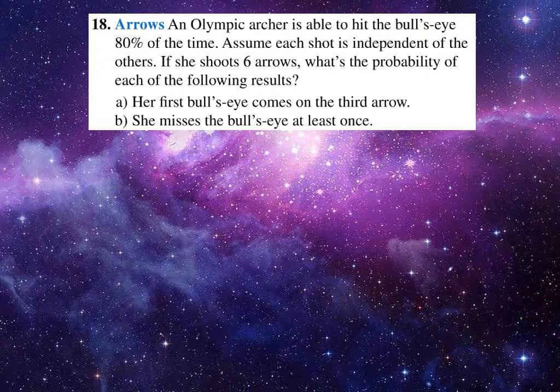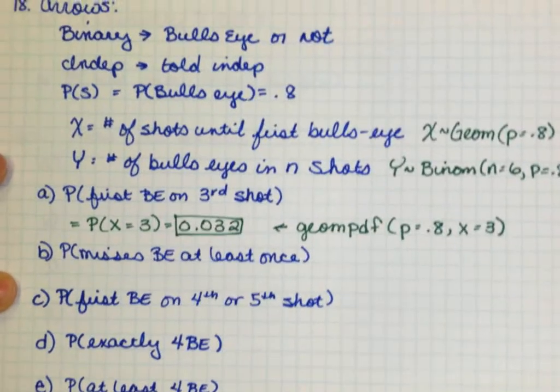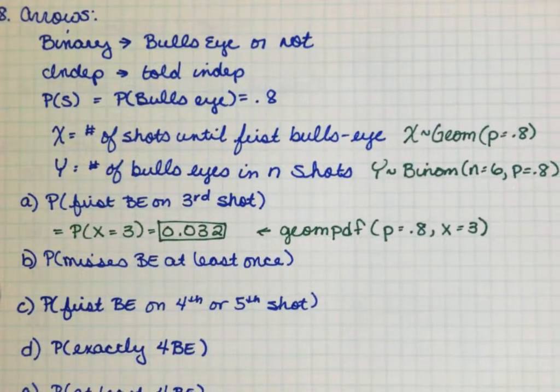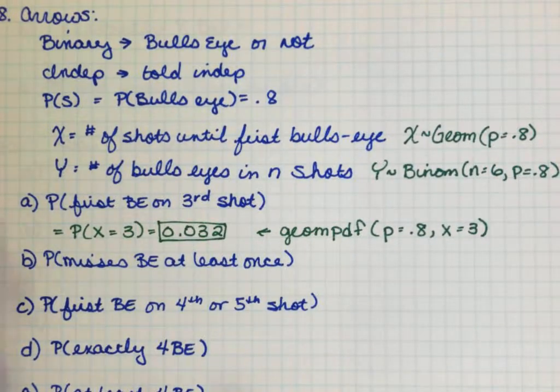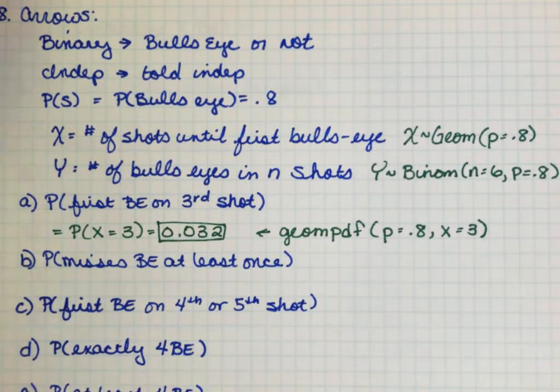So when we're talking about A, her first bullseye comes on the third arrow. Is that geometric or binomial? That one's geometric. And will it be equal to or less than or greater than? Equal to. For those of you who don't quite remember, this is the kind of work that I would expect to see. I just started writing down the problem so I wouldn't have to keep flipping back and forth. Sometimes I make good decisions, not all the time.